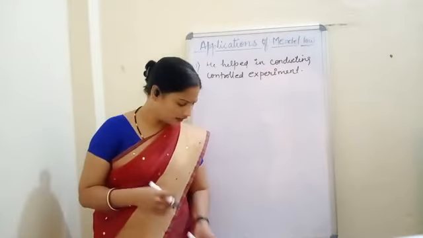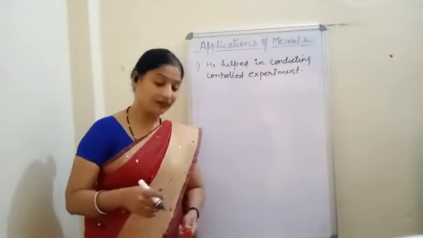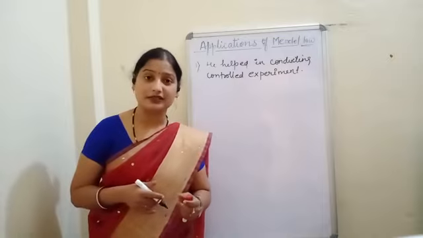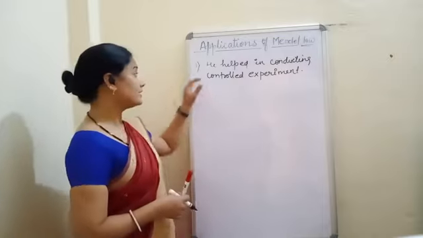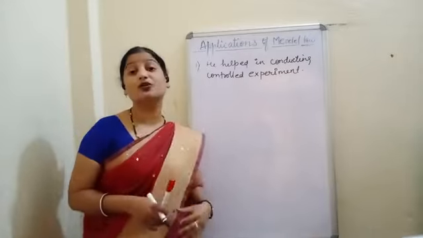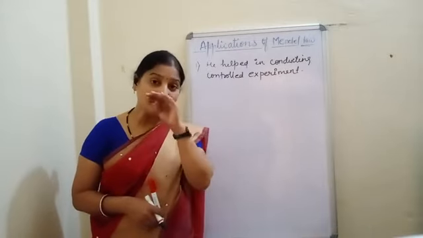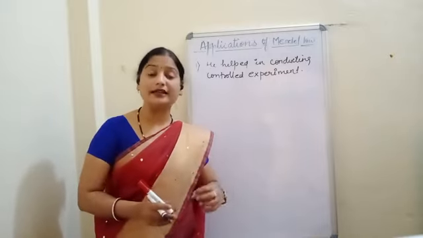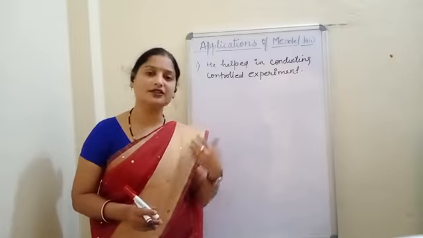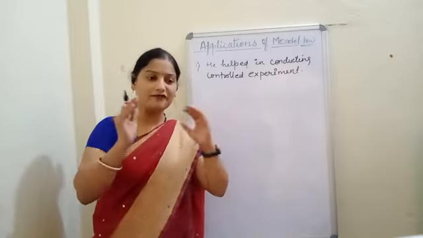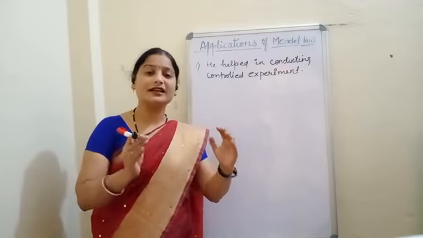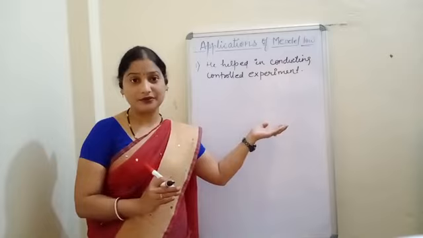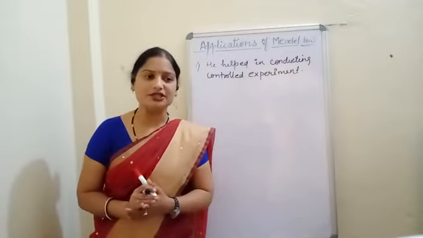Now see children, what can be the applications? Like what are the benefits of doing all these experiments? Point number one, that is, he helped in conducting controlled experiments. With the help of Mendel's Law, we come to the conclusion of how the characters are transmitted from one generation to the other generation. So everything was done in a controlled way. This is the first application. Okay. Now, the next applications.